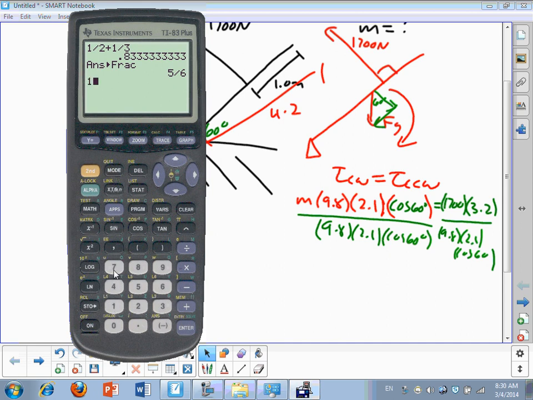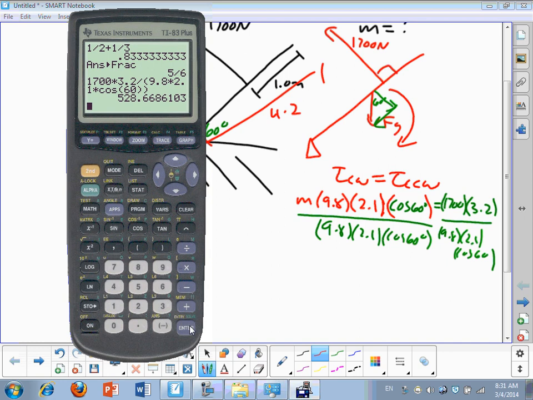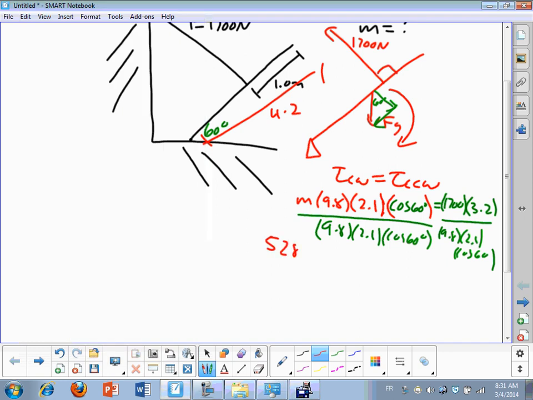So I have 1700 times 3.2 divided by 9.8 times 2.1 times cos 60. I get a mass of 528.7 kilograms. I'll hopefully do a better job next time I do this.